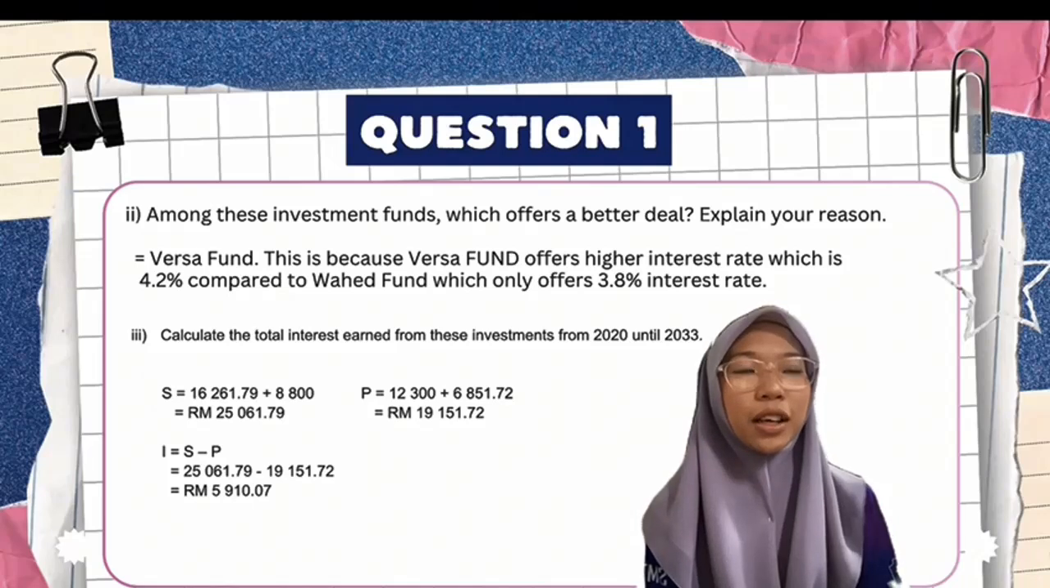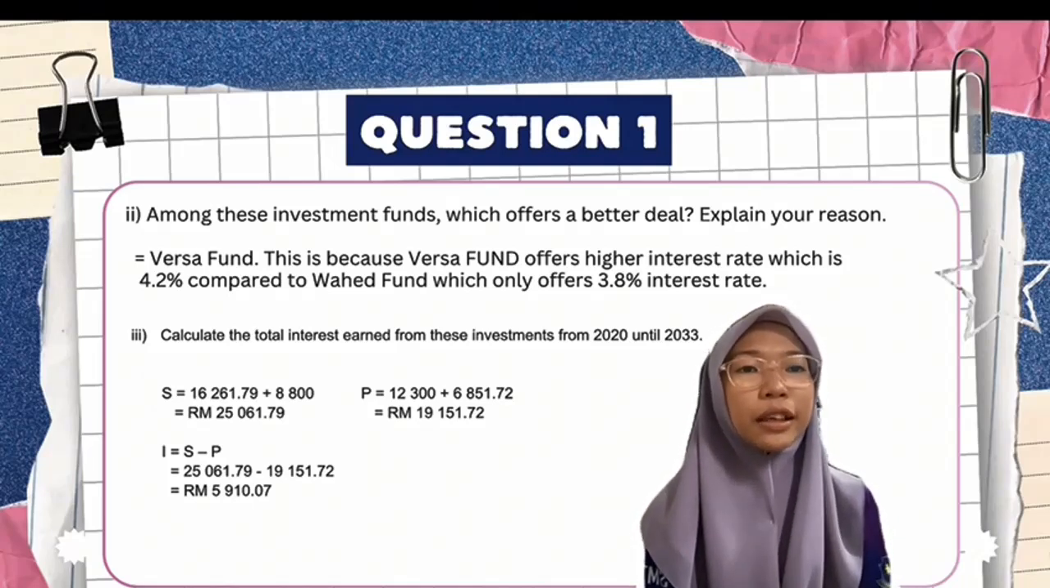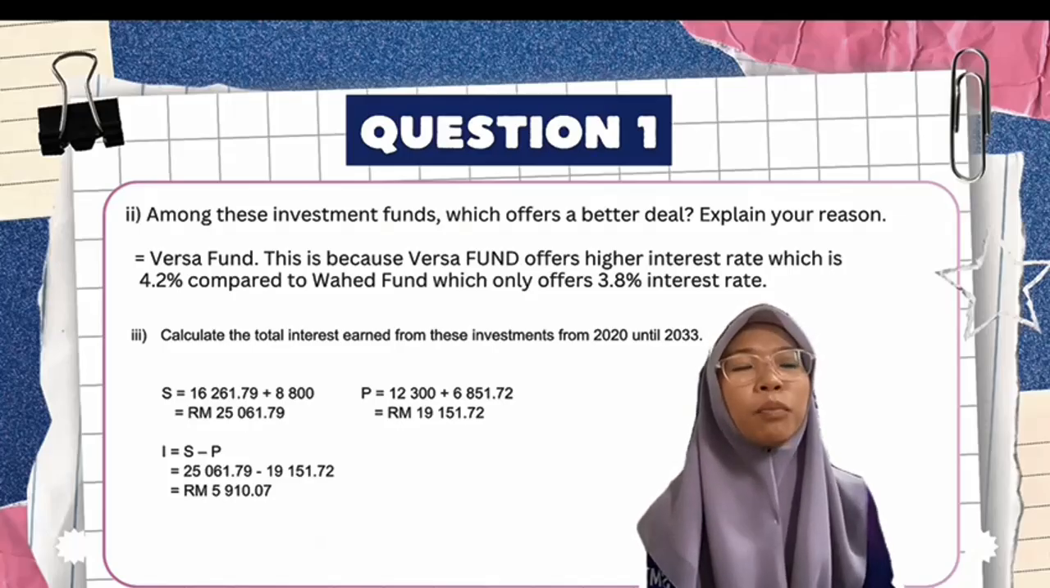Okay, I'm going to explain Question 1B2. The Versa fund offers a better deal because it gives a higher return. The Versa interest rate is 4.2%, which means your money grows faster compared to the Wahid fund that only offers 3.8%. So for the same amount of investment, Versa will generate more profit over time.